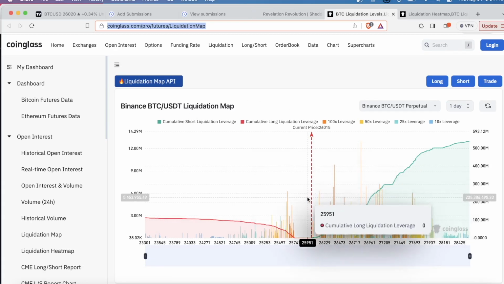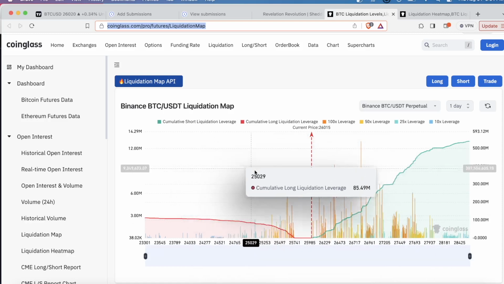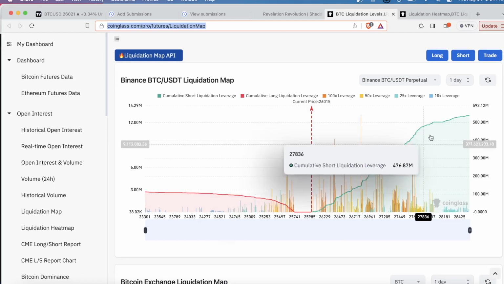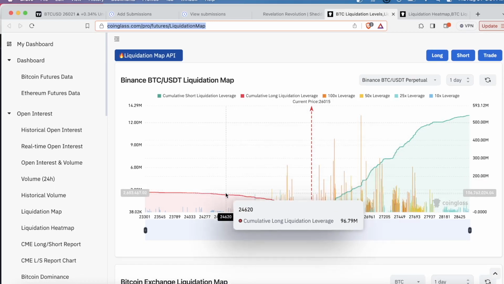It'll show us the liquidation levels on both the long side and the short side. So when we were at resistance, this red area looked like the green does now, and the green one looked like the red does now, right? So people were trying to long with leverage at the resistance.